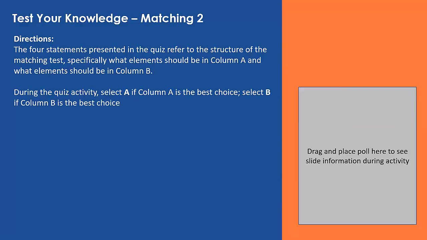Items arranged in chronological order would be found in which column? Again, they said B and we all said A. So you would have the dates listed on the right or on the left, right?